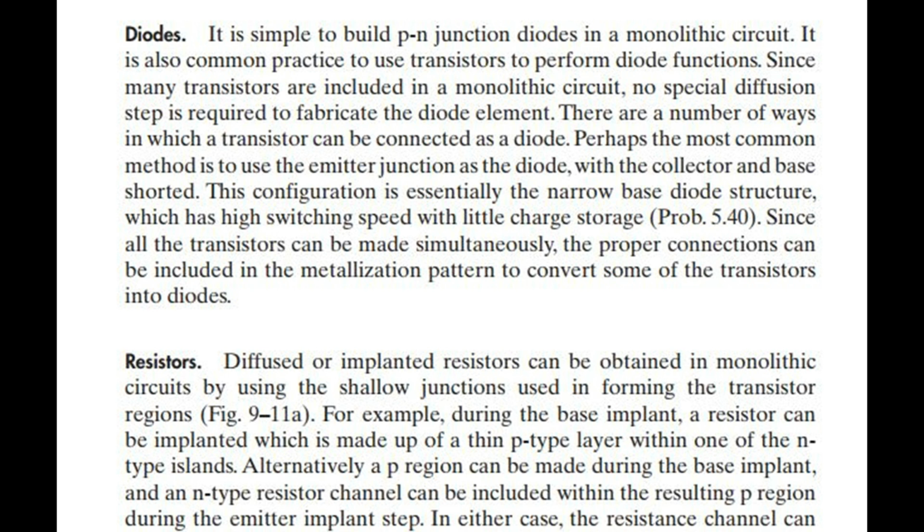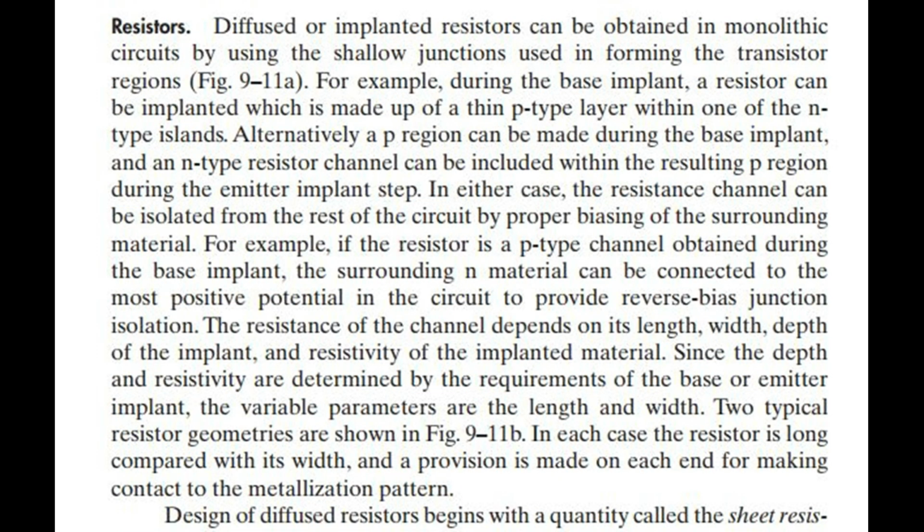For example, during the base implant, a resistor can be implanted which is made up of a thin p-type layer within one of the n-type islands. Alternatively, a p region can be made during the base implant, and an n-type resistor channel can be included within the resulting p region during the emitter implant step.